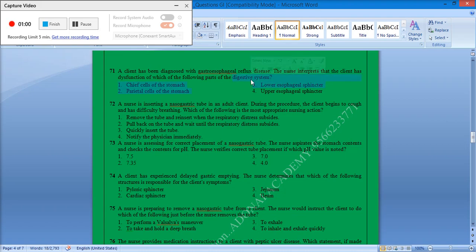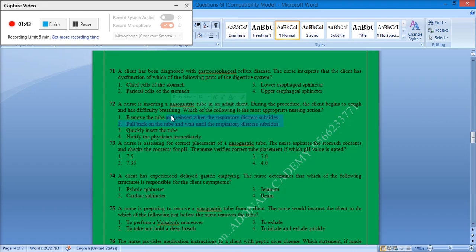72. A nurse is inserting a nasogastric tube in an adult client. During the procedure, the client begins to cough and has difficulty breathing. Which of the following is the most appropriate nursing action? 1. Remove the tube and reinsert when the respiratory distress subsides. 2. Pull back on the tube and wait until the respiratory distress subsides. 3. Quickly insert the tube. 4. Notify the physician immediately. The correct answer is 2. Pull back on the tube and wait until the respiratory distress subsides.